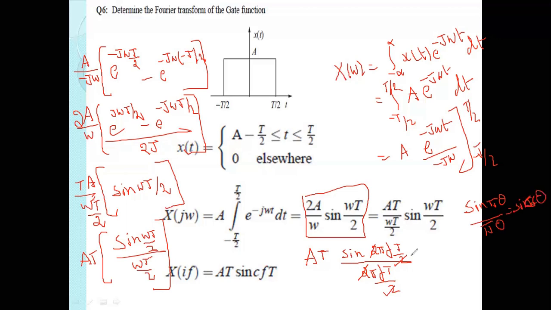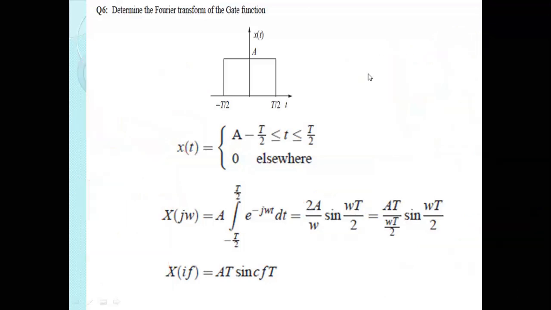Now X of j omega or X of f is equal to AT into sine pi theta by pi theta, which is a sinc function, sinc fT. Whatever the multiplication factor of pi is there, sinc theta. Here the f is multiplied, pi is multiplied with fT. X of f is equal to AT into sinc fT. This is the gate function Fourier transformation.